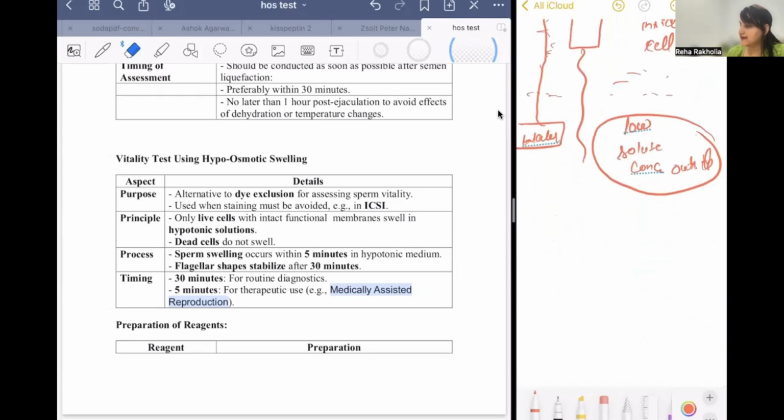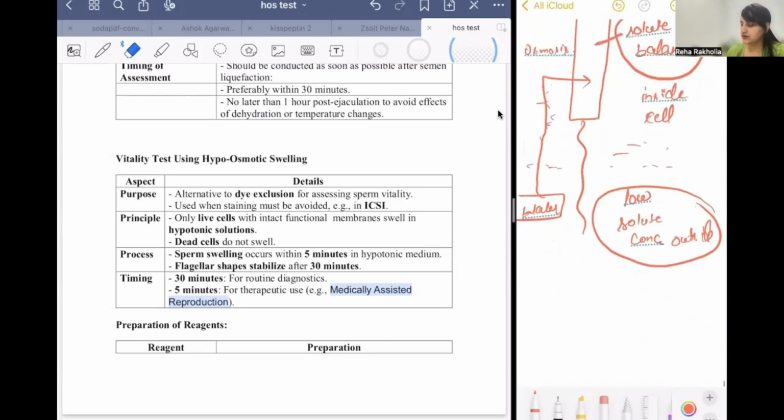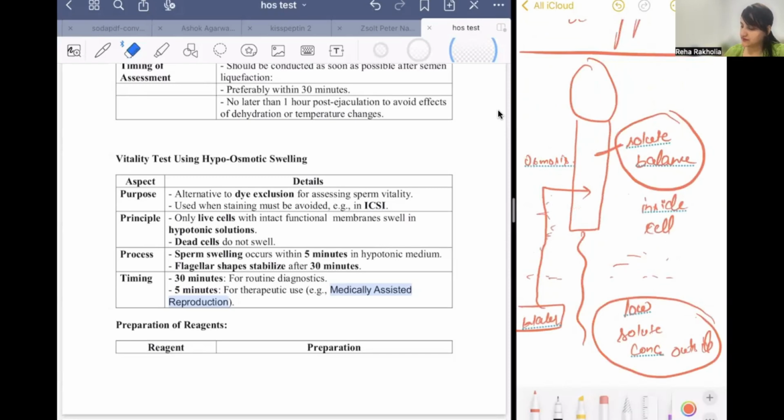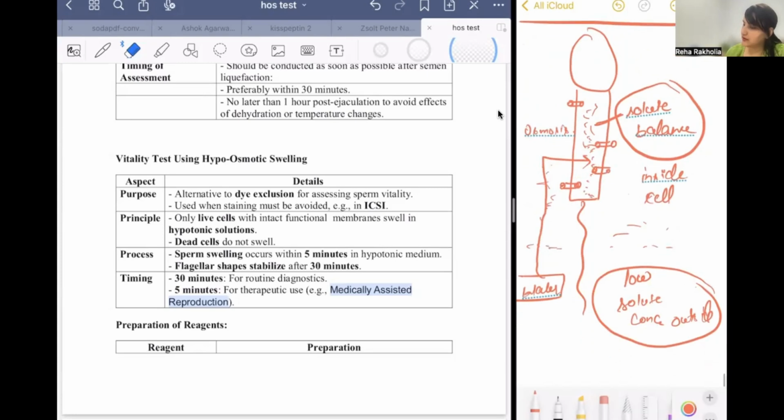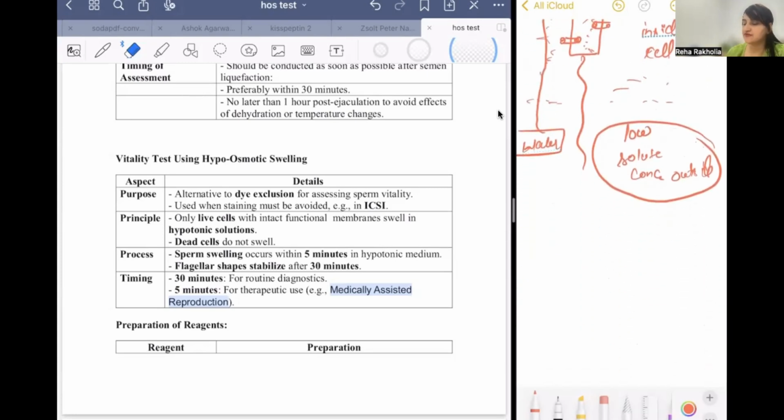It moves towards higher solute concentration, because inside the cell there is higher solute concentration, so water will flow inside the cell. This results in sperm swelling because the channels were functioning and able to maintain solute concentration inside. So if there is sperm swelling, that means the membrane is functional and the sperm is alive.